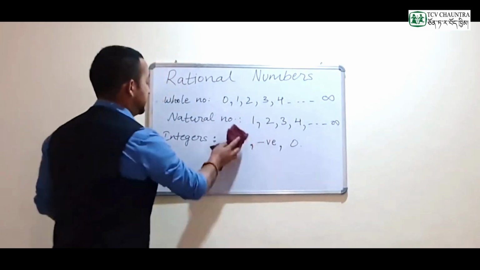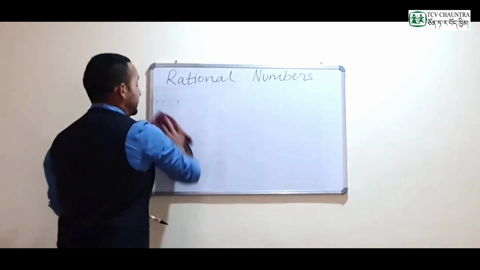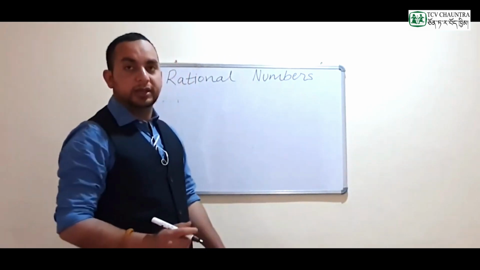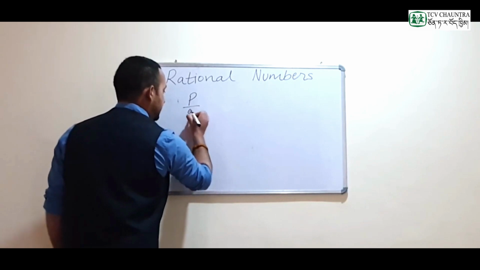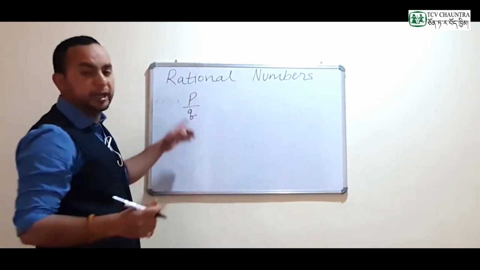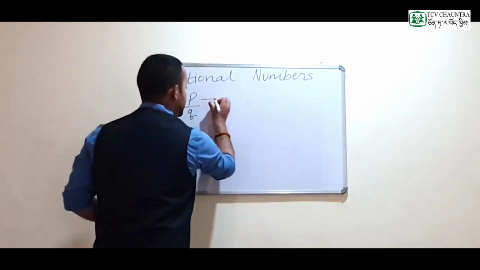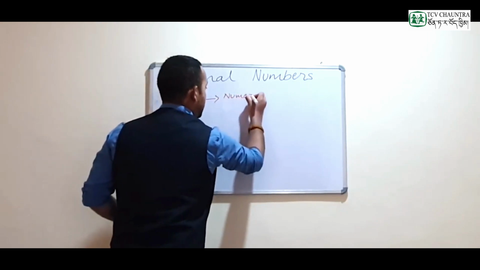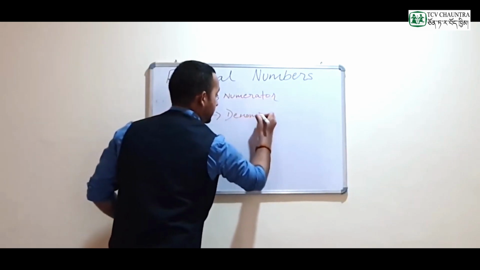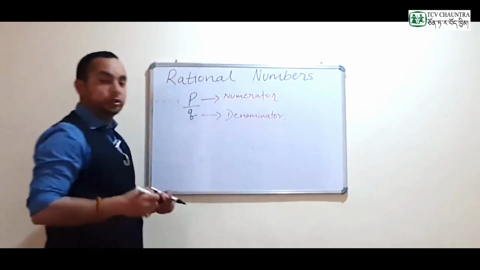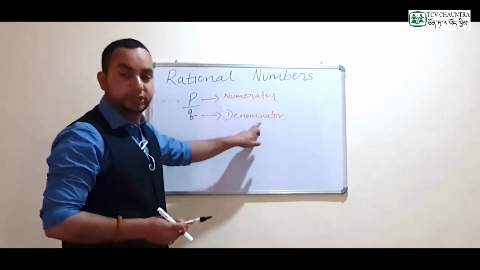Now the simple definition of a rational number is: any number which can be expressed in the form of p by q, where p is your numerator and q is your denominator.